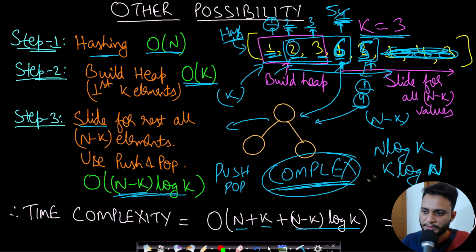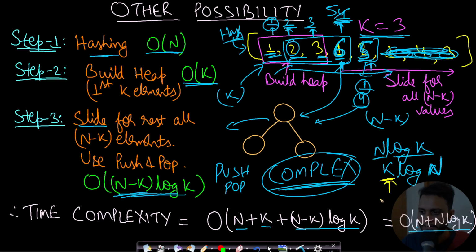Now, which parameter should we minimize? Should we minimize the value on the left hand side of log, or should we minimize this log k value or log n value? You will find that this value k here is having a higher weightage, and this log n value is having a lower weightage. Therefore, we should always minimize a variable having higher weightage in a time complexity analysis, right?